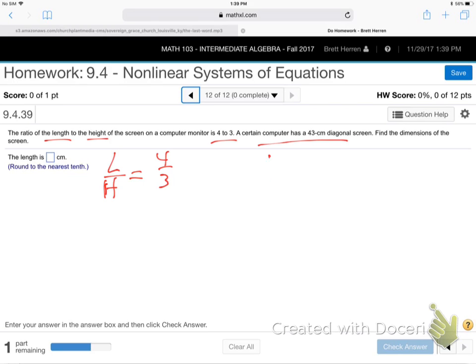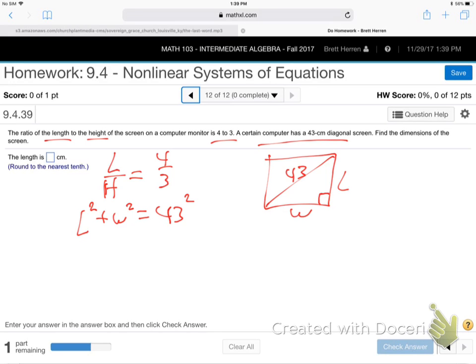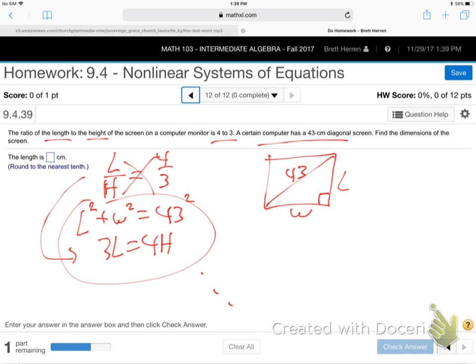Here comes the other one. 43 centimeter diagonal. So if you draw the rectangular screen and put the diagonal, they're saying it's 43. This is the width, this is the length. What's my other equation? Yep, Pythagorean. L squared plus W squared is 43 squared. For this equation, you go diagonal, diagonal. 3L is 4H. There's your 2 equations. Dot, dot, dot. This one's easier. Solve for L or H, plug into the other one. Substitution. Away you go. All right. There we go.